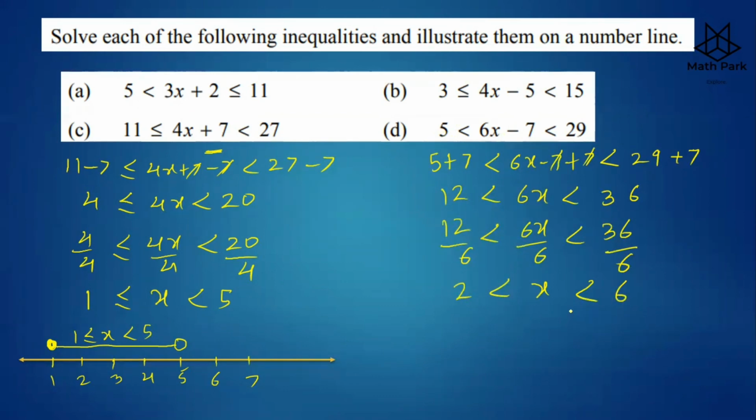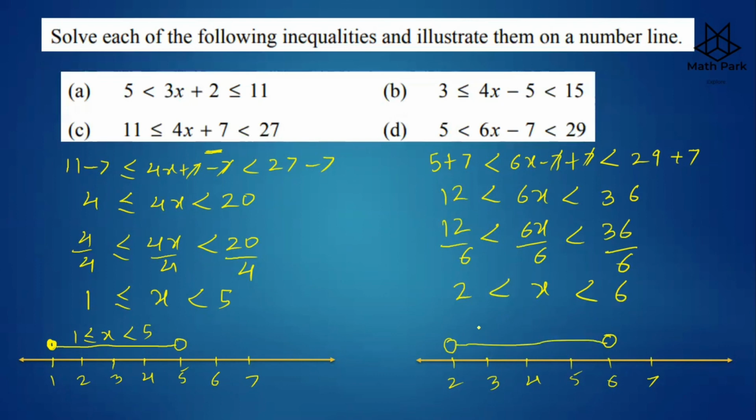Now let us show this inequality on the number line. So x lies between 2 and 6. So we'll start with 2. We have 3, 4, 5, 6, 7 and so on. It is only less than, so there will be a hollow circle at 2 and also a hollow circle at 6 because it is only less than. And this line, this is how we show this inequality on the number line. 2 is less than x less than 6. Got it? Easy. So you'll be solving this A and B yourself.